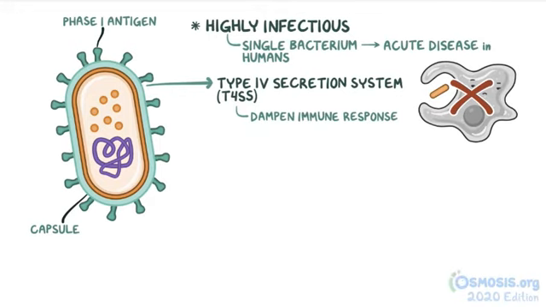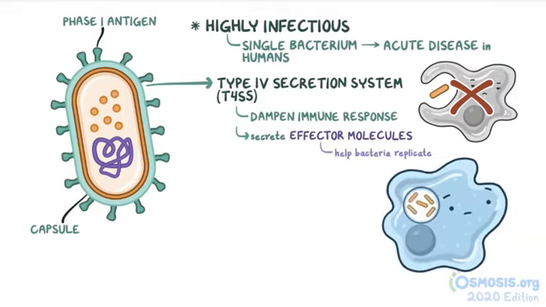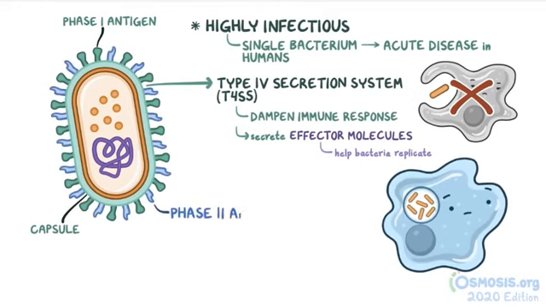So once C. burnettii is safe from intracellular destruction, T4SS starts secreting effector molecules. There's a whole bunch of these molecules, and their exact role is not yet well understood. But what we do know is that they help the bacteria replicate in large numbers. Once C. burnettii starts to replicate, it begins to express phase 2 antigen on its capsule, which marks the transition from acute to chronic disease.